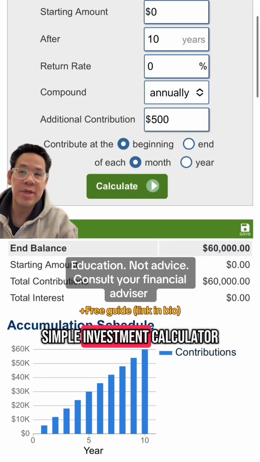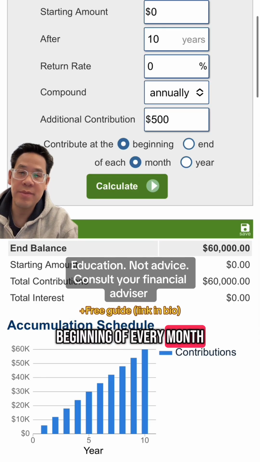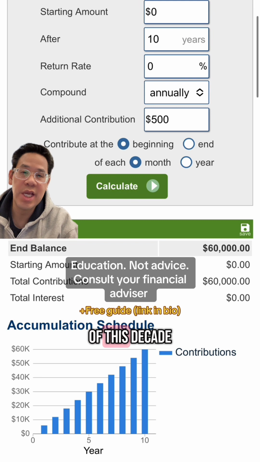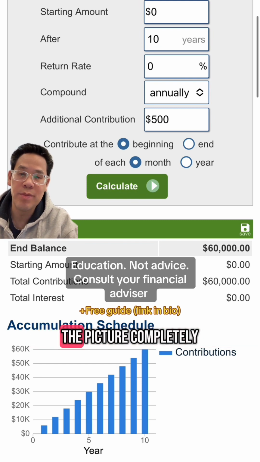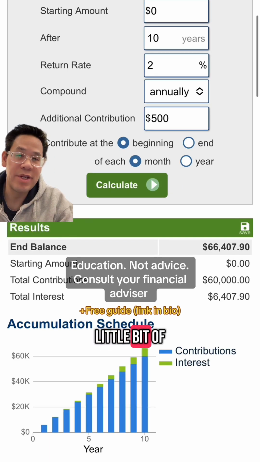This is a simple investment calculator. You're starting with $0, putting money in for 10 years, 0% rate of return, so there's no growth. $500 at the beginning of every month. Your end balance at the end of this decade is $60,000. You can see here at the bottom, the accumulation schedule, the picture, completely blue. It's all your contributions for that 10-year period, all blue. Keep that in mind. Let's add a little bit of interest every year.